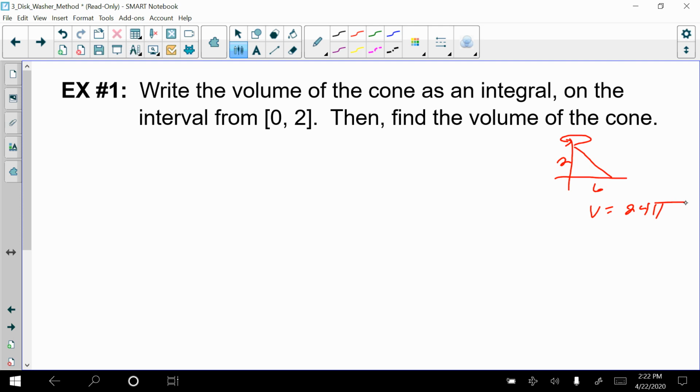So write the volume of the cone as an integral on the interval from 0 to 2, and then find the volume of the cone. Now because they're showing you that the interval is from 0 to 2, that was on our y-axis. So that means our cross sections that we saw are going to be perpendicular to the y-axis. And so we need to take the function that we had, the standard form function. I'm not sure why it's not written here. It should be on the same page, for those of you following along with the notes.